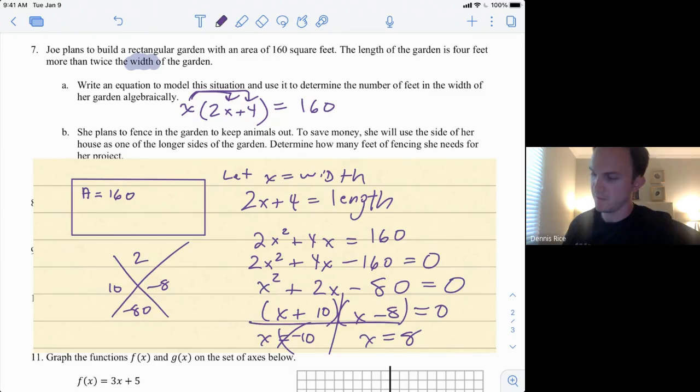What are the units here? 8 feet. I like to go to the let statements now. So if this is 8 feet, what would the length be? So 2 times 8, 16 plus 4, the length would be 20. So this garden is 8 by 20.